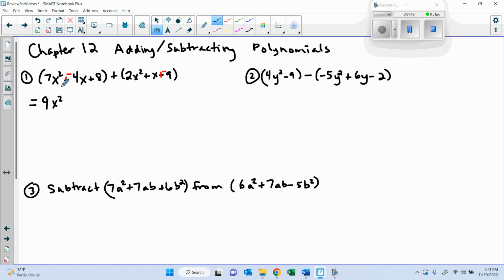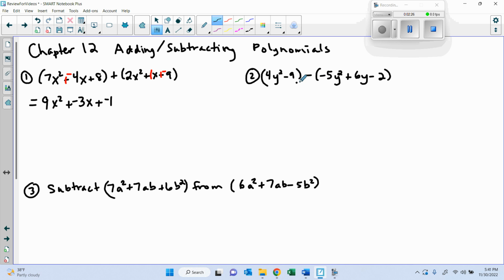Then I have negative 4x, and I have a positive x, which remember, put a 1 there if it helps you out. So negative 4x plus 1x is going to be plus a negative 3x. Again, use your calculator if you struggle with positives and negatives. Then I have 8 plus negative 9. So that's just going to be plus negative 1. And remember that you have to put plus signs just between all the terms. And that's all there is to addition. So addition is the easy one.